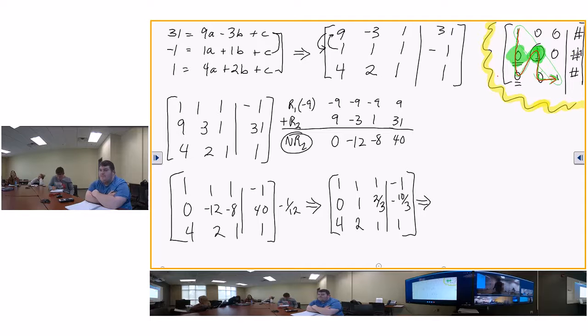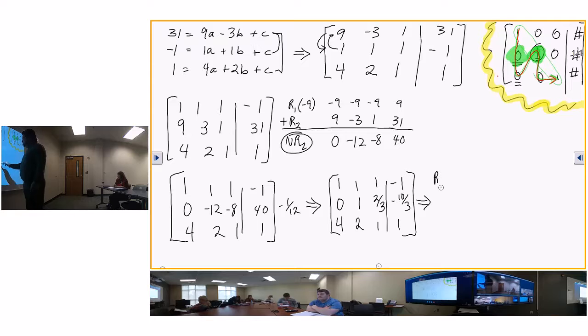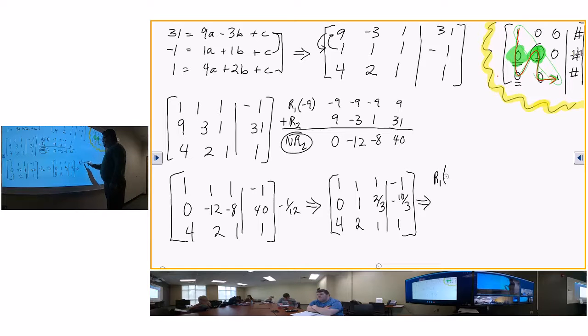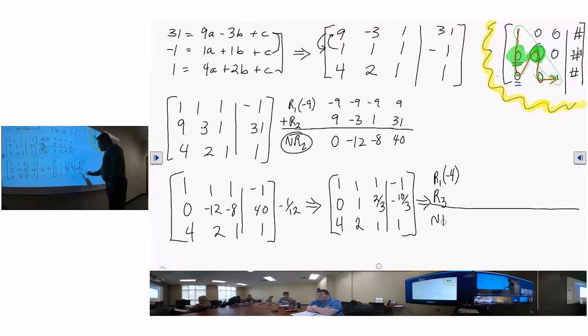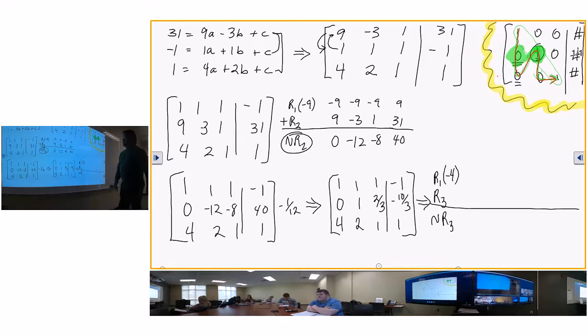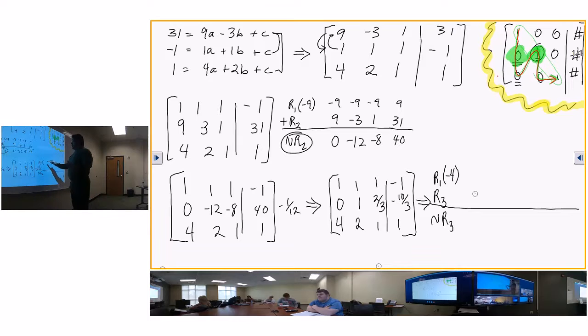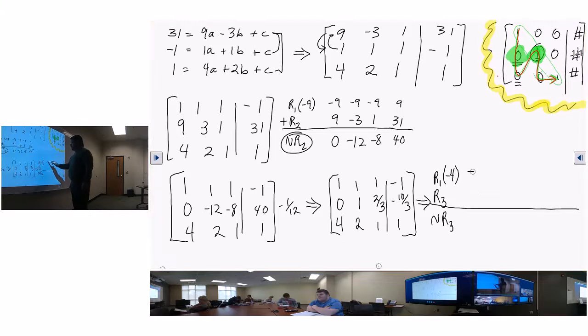Okay, so I'm going to take row 1, multiply by negative 4, add it to row 3 to get the new row 3. I'll do it, you don't need your calculator. Negative 4, negative 4, negative 4, and positive 4. And I'm going to add it to 4, 2, 1, and 1. And that's what you want right there.